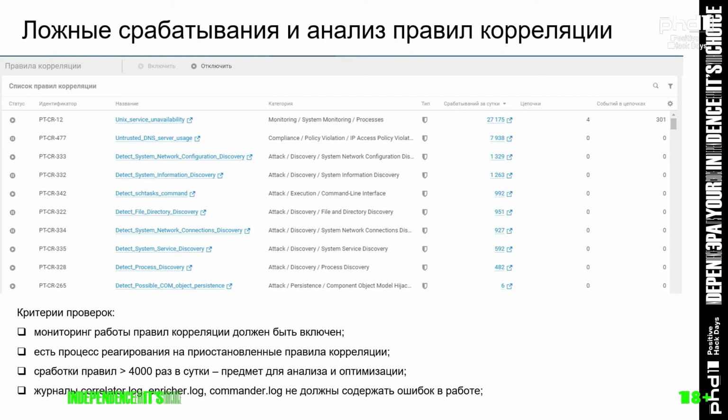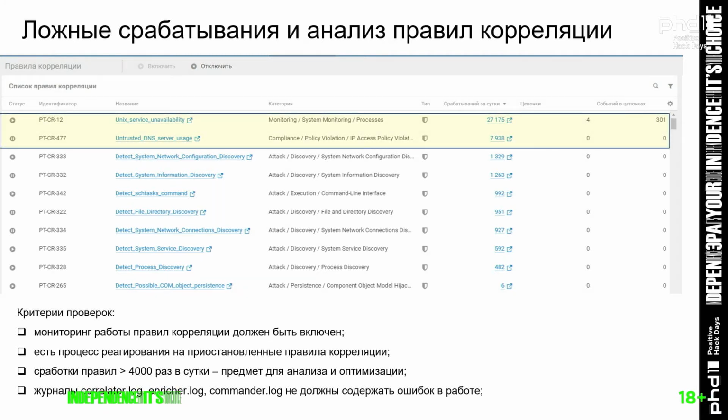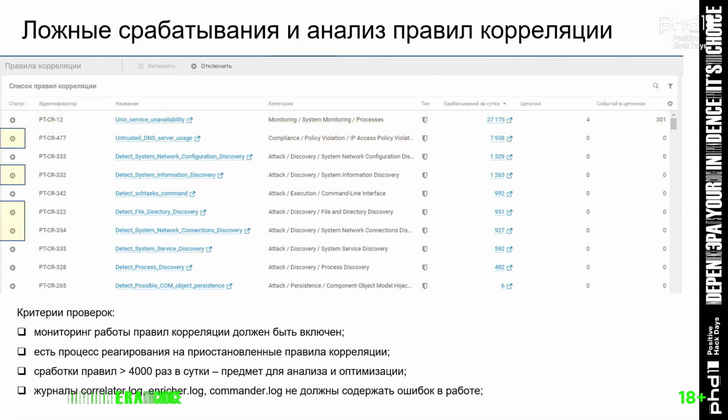In the statistics tab, like this, we will be looking at, for example, these lines. Here we see that 2 rules have been triggered 7,000 and 27,000 times in a day, which is a bit too much. We actually believe that if a rule is triggered over 4,000 times per day, this certainly warrants analyzing it for false positives and for integrity of the rules.